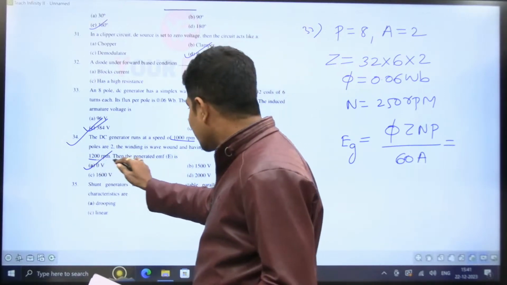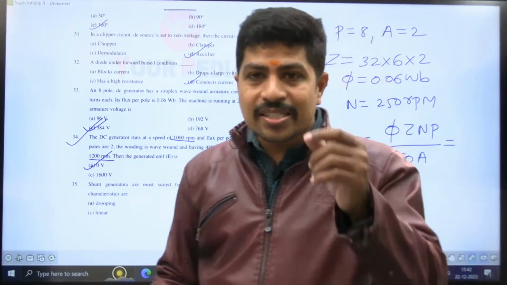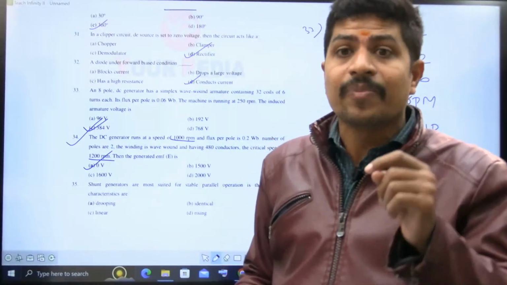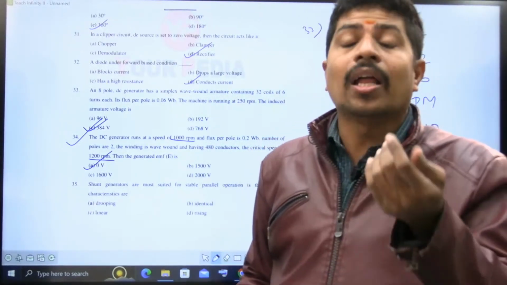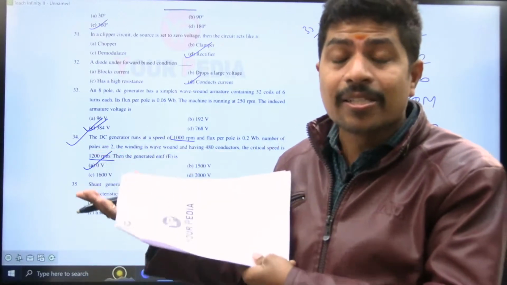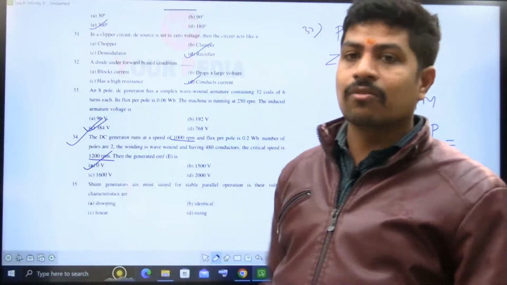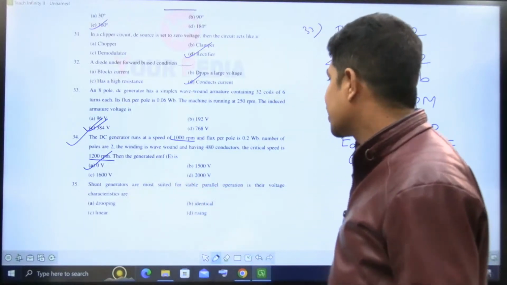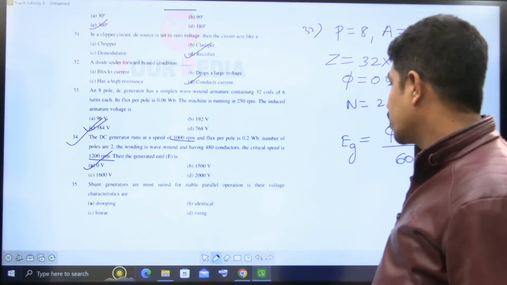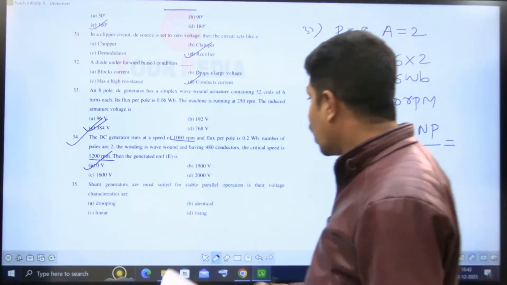What is critical speed? It is the speed above which the generator will have to rotate such that EMF will be induced. Otherwise, EMF will not be induced. That is the critical speed. The generator is running at 1000 RPM, which is less than 1200. Therefore, zero induced EMF.